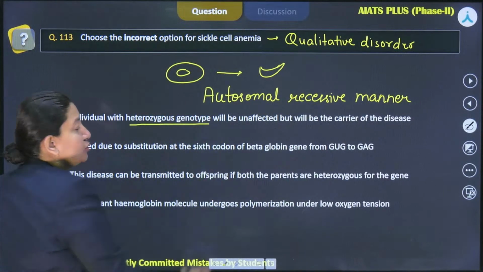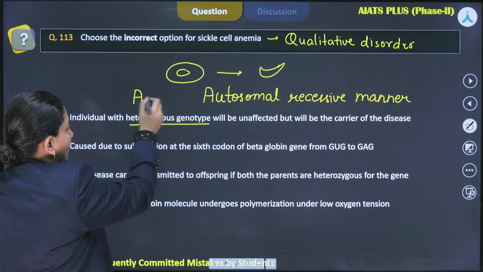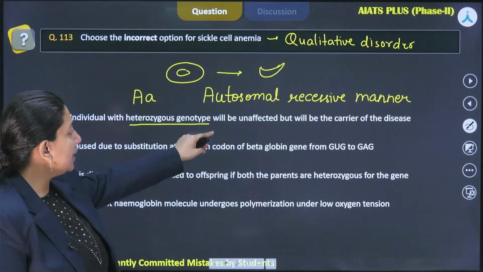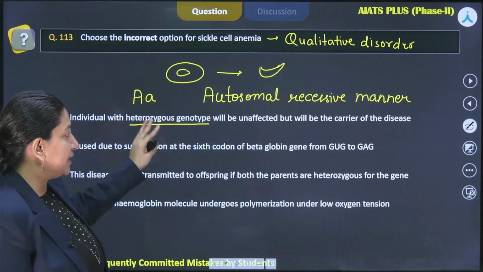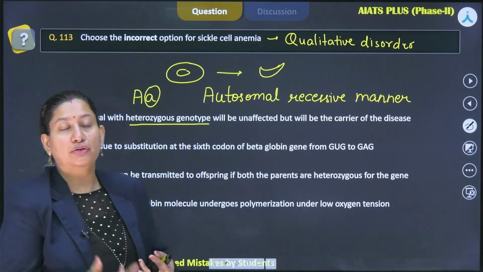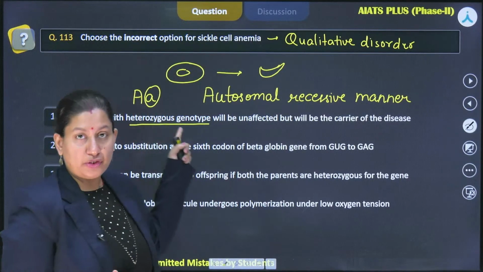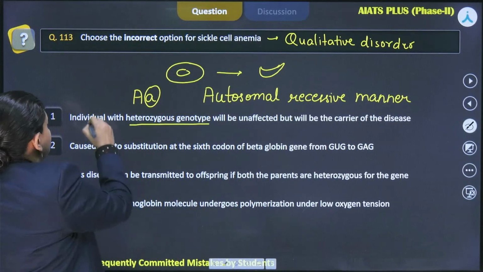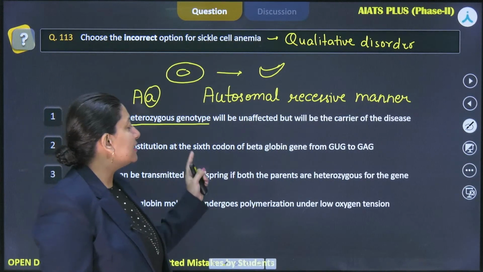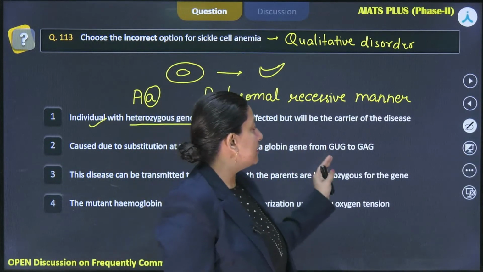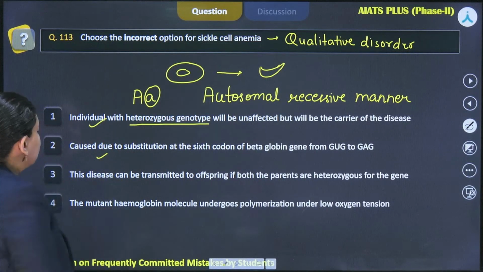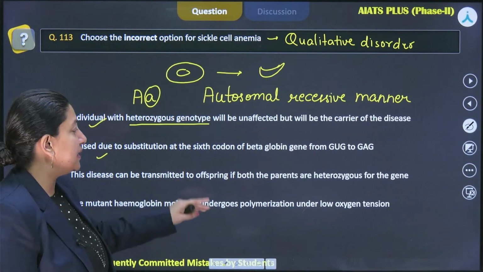If the individual is going to be heterozygous, that means one dominant allele is going to suppress the recessive allele that is causing this particular disorder. So this individual will remain unaffected, but will be the carrier of the disease because it is still carrying the disease carrying allele, right? So this is a correct statement. Then the second statement says that it is caused due to substitution at the 6th codon of beta globin chain from GUG to GAG, right? So that's also true.